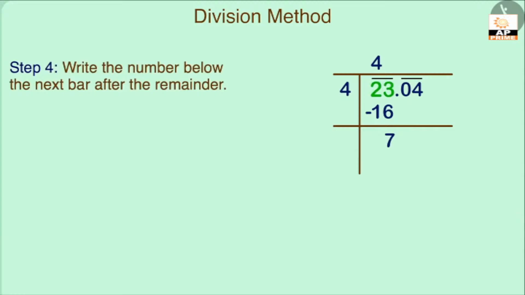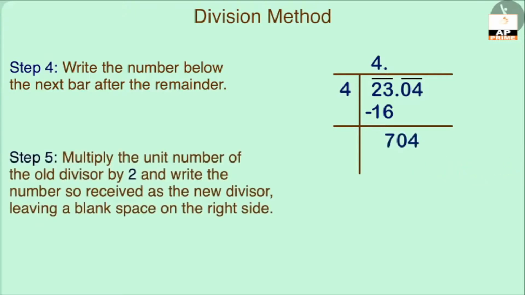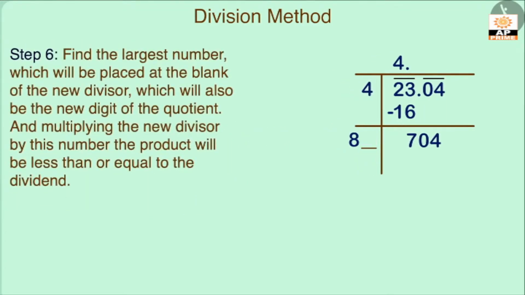All the whole numbers in our original number are done. Only decimal numbers remain. So now, we will add the decimal to the quotient. Then, we will write the number of the next pair after the remainder. That number here is 04. And thus, our next composite number is 704. Now for the new divisor, multiply the unit digit of the first divisor by 2. We will write the resulting number here, leaving a blank space to the right.